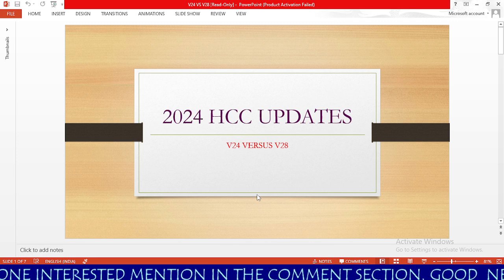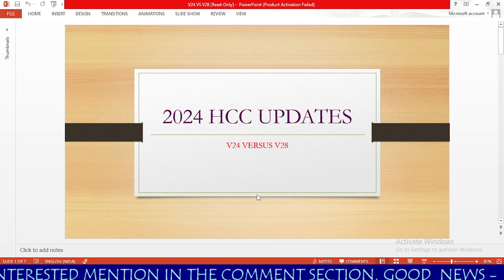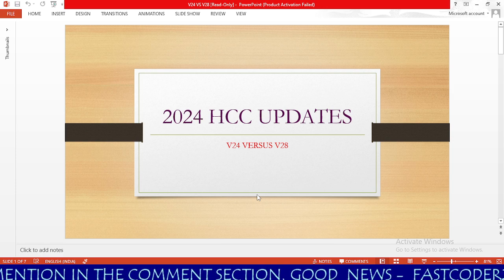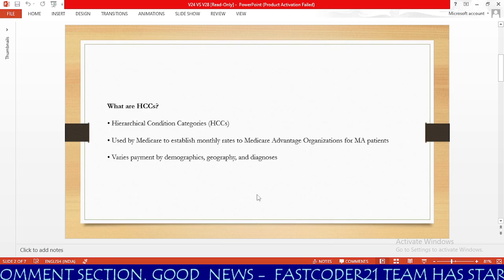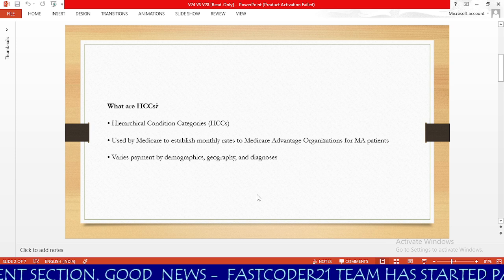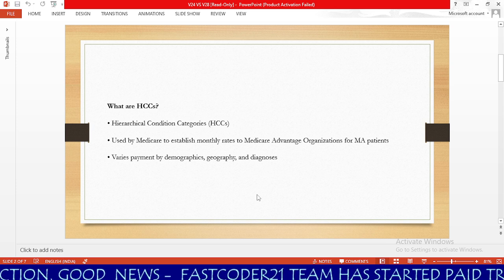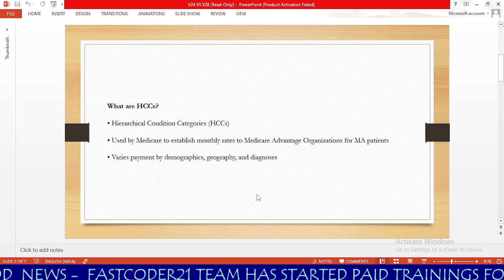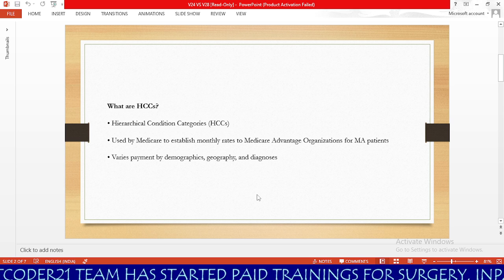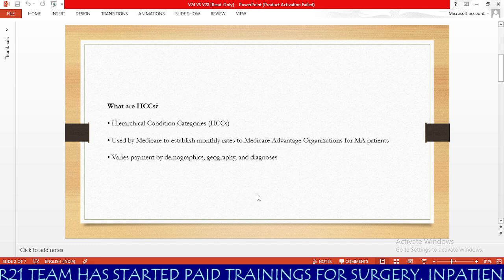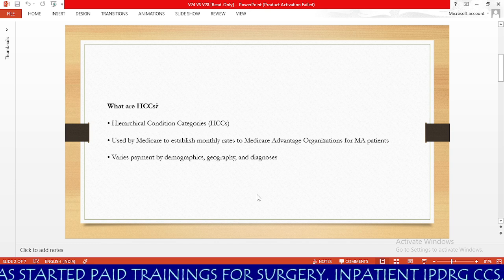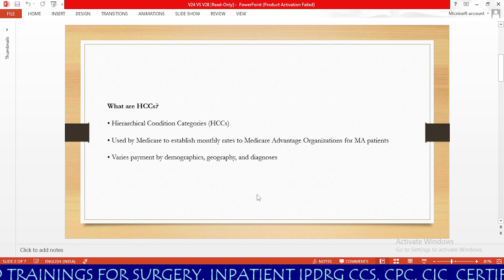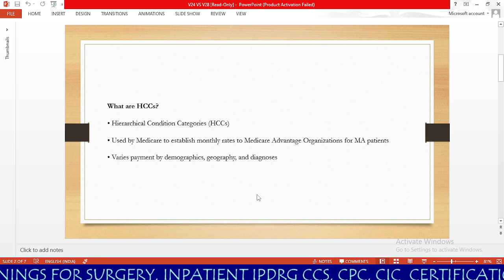So today our topic is 2024 HCC updates, version 24 versus version 28. First, we will start with a few basics. First we need to know what are HCCs. Usually HCC means hierarchical condition categories. Otherwise we will call it risk adjustment coding or HCC coding. As all of us know, in HCC coding we will use only ICD-10-CM codes.